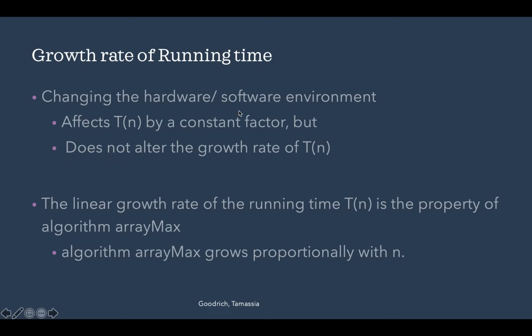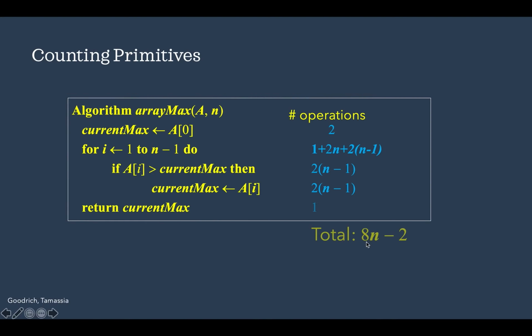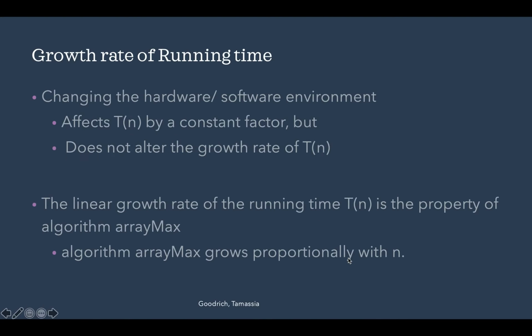Now, growth rate of the running time. We have to measure how fast the function that you have found, that is 8n minus 2, is growing by the factor of n. So we represent this T of n as a function for measuring the time complexity.